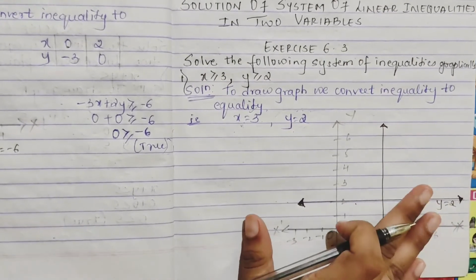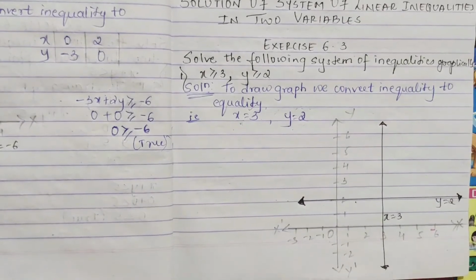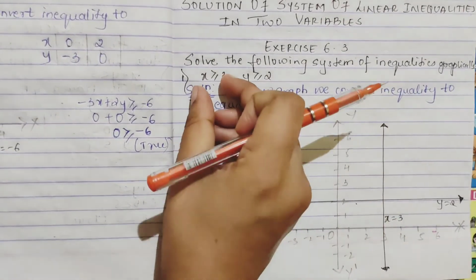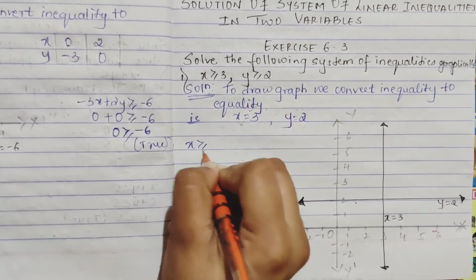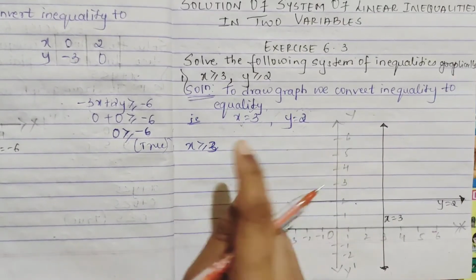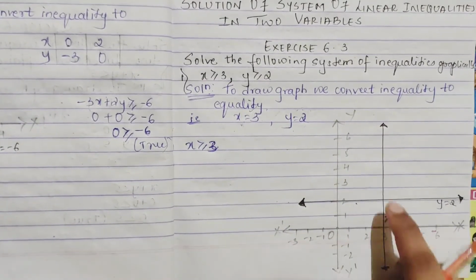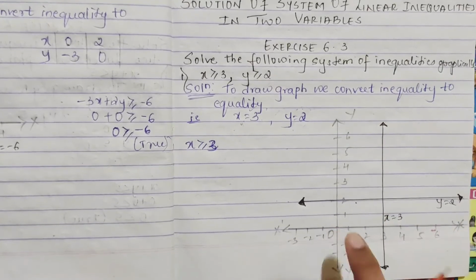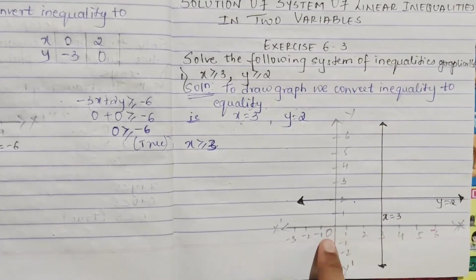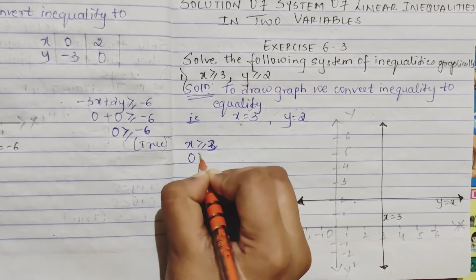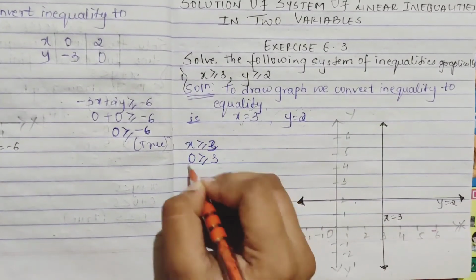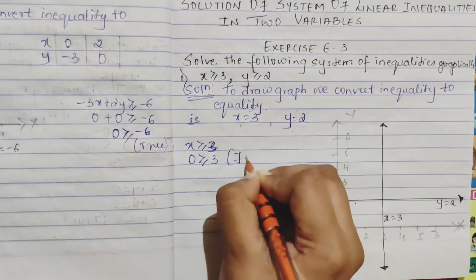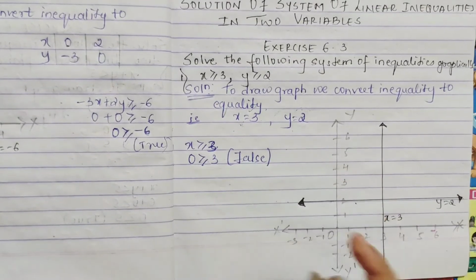So after this, obviously, you have to find the feasible region. So x is greater than or equal to 3. What do we take? The origin, because these lines are not passing through it. So obviously, we take our origin, that is 0, 0. So 0 greater than or equal to 3. Is it true that 0 is greater than 3? No, right? So this is false. This section is false.